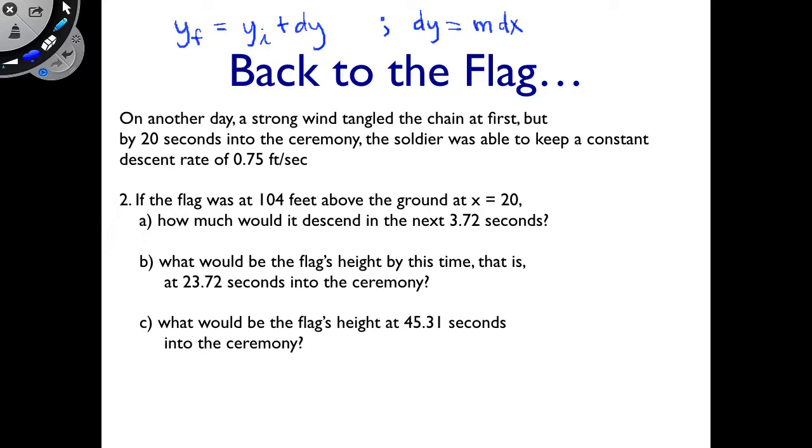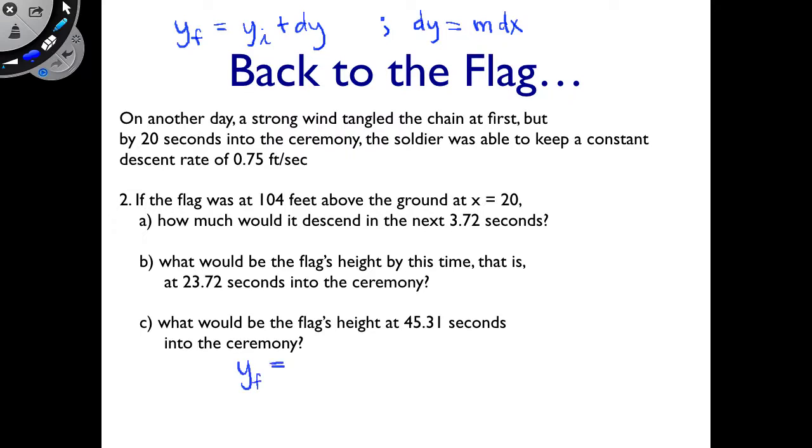So if I want to answer this question, what is the flag's height at 45.31 seconds into the ceremony? Am I looking for a y or a dy? It's something about flag height, so I know it's not an x. Yeah, this is looking for a y value. I'm trying to find a y value somewhere into the ceremony. I know the y values earlier, so let's think of this as y final. I'll write y final. You could just write y.